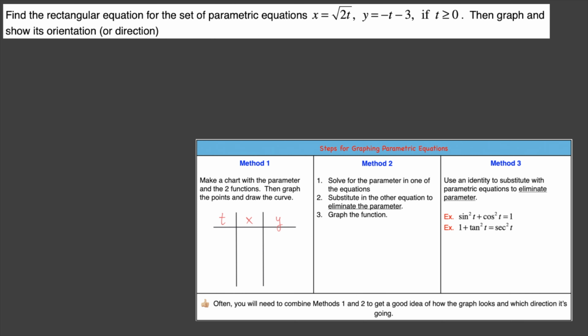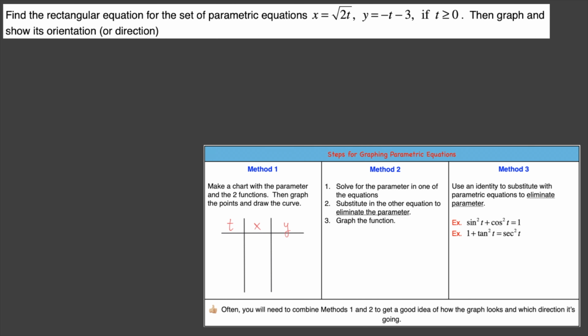So there are a few methods to help graph a parametric equation. Here they are: method 1, 2, and 3. Oftentimes you'll use a combination of these methods to graph a set of parametric equations. So let's take a look at method 1. You're going to make a chart with the parameter and the two functions.